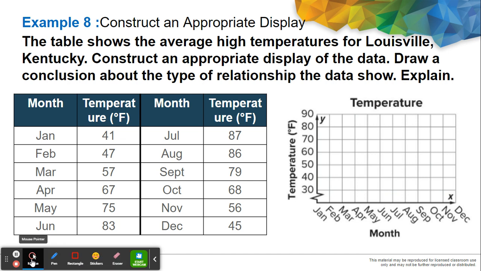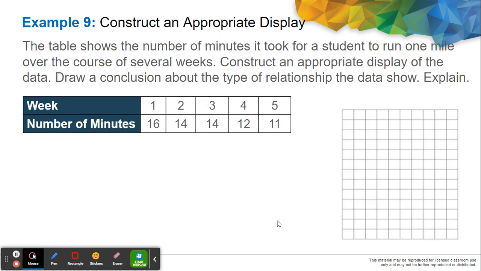Okay, let's have our second example. So we have here the table shows the number of minutes it took for a student to run 1 mile over the course of several weeks. So let us construct a display of data and we are going to draw the relationship of the type of data shown and then explain why.